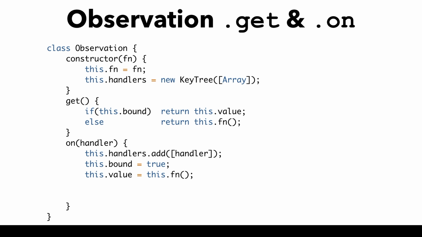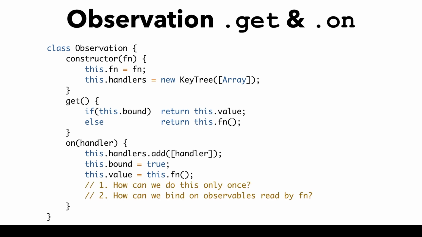This implementation leaves two problems. First, if on is called multiple times, we don't want to rerun the evaluator function. On the first bind, we should calculate the value and keep it, but not on the second, third, fourth, and so on. Second, we want to rerun the evaluator function when observables read by the evaluator function change. Let's solve the first problem first.